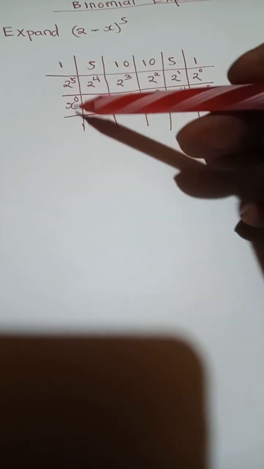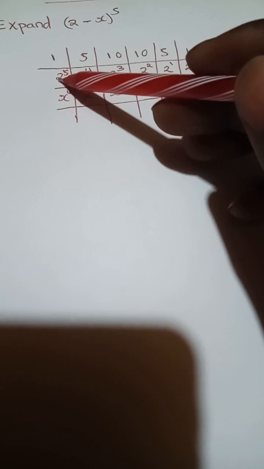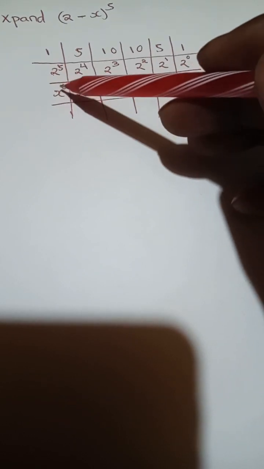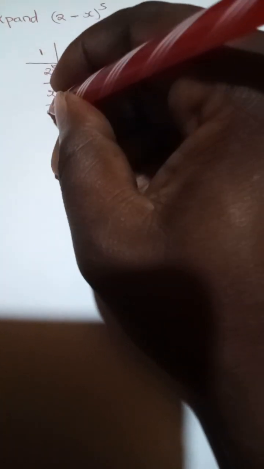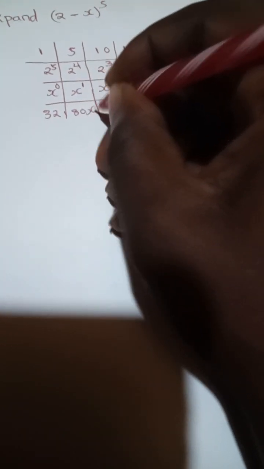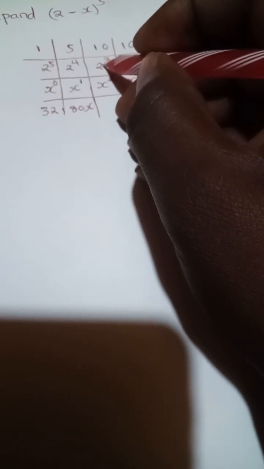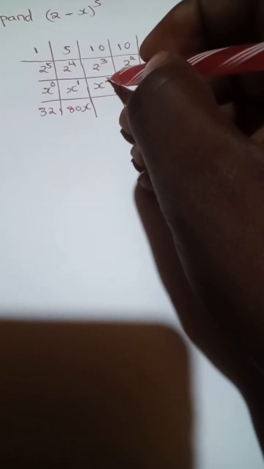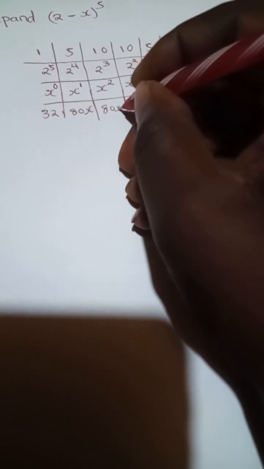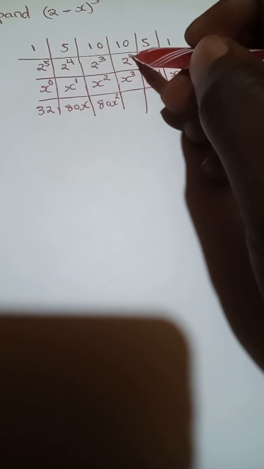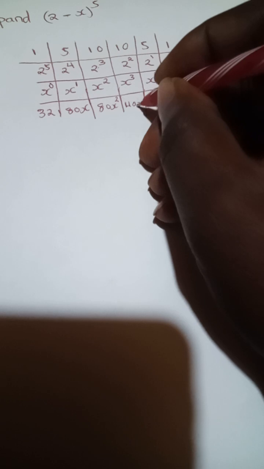You multiply going downwards. So 1 times 2 raised to power 5 times x raised to 0 is 32. 5 times 2 raised to power 4 times x raised to power 1 is equivalent to 80x. 10 times 2 raised to power 3 times x raised to power 2 is equivalent to 80x squared.